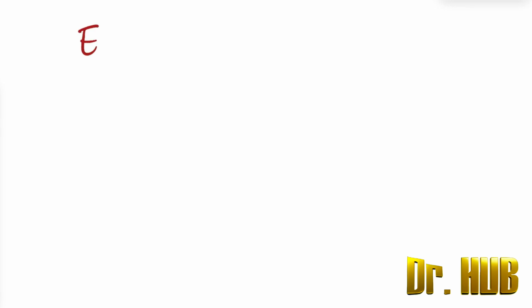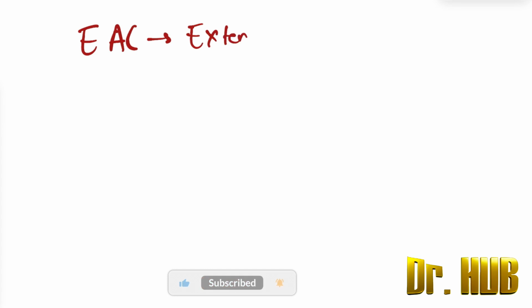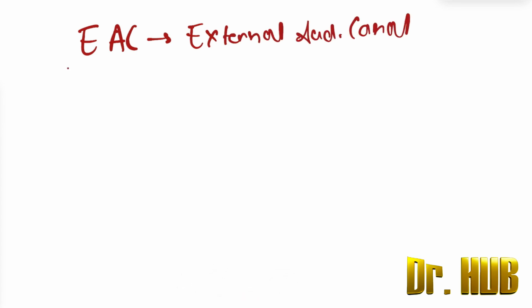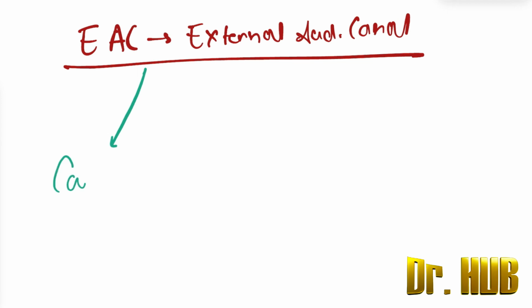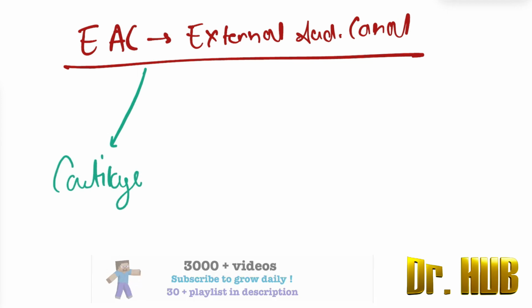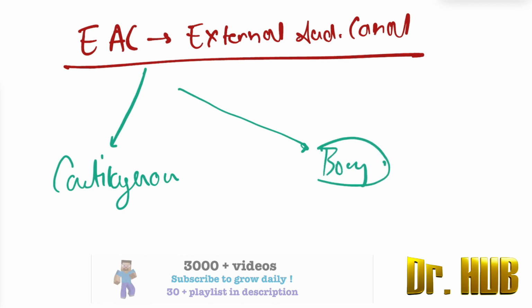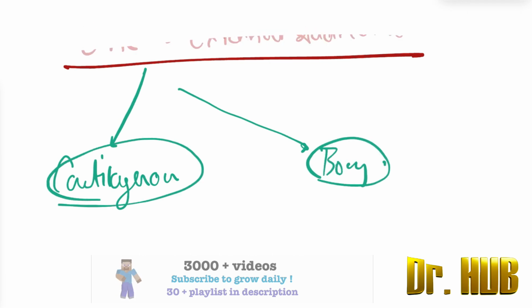Today we are going to look at the EAC. EAC is commonly known as the external auditory canal. In the external auditory canal, we need to know that there are two parts: a cartilaginous part and a bony part. Let's dive deep into this.